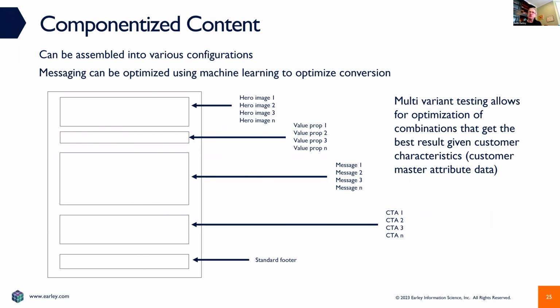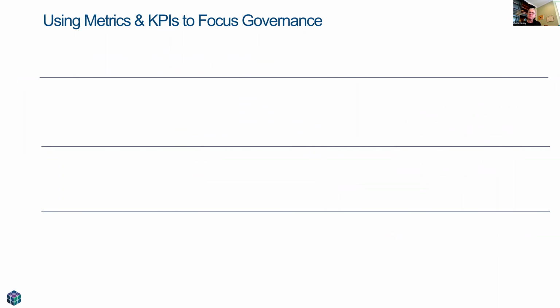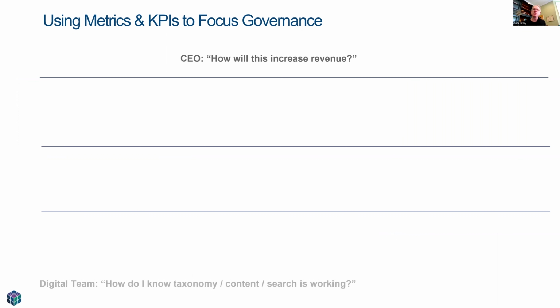So I told you before I was going to spend a little bit more time on the governance and the metrics. And here's where, that little thumbnail I showed you before, where I said I tied all together with metrics and governance. Everybody wants to know, how is this going to increase revenue, right? But we're working in the weeds. We're working on content, on data, on master data. And it's very difficult to show that direct impact on revenue.